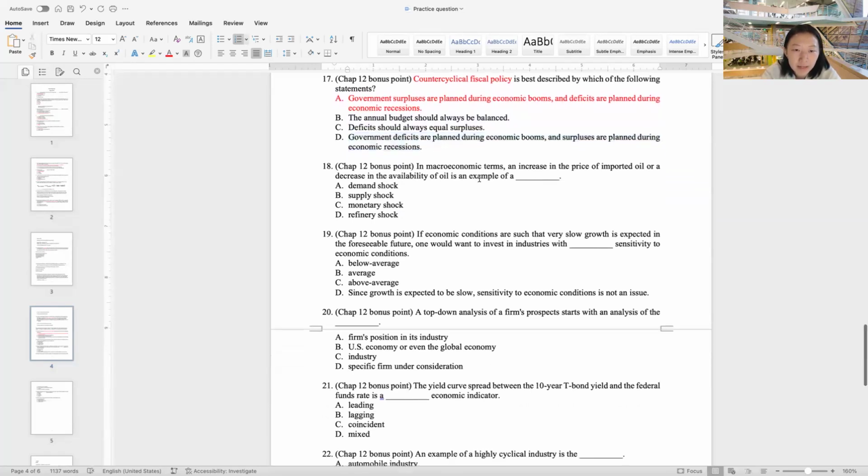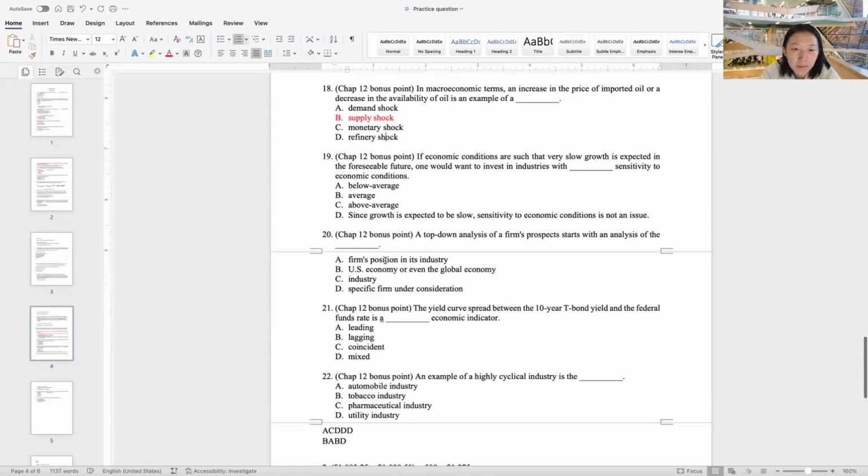So 18, in macroeconomic terms, an increase in the price of imported oil or a decrease in the availability of oil is an example of a supply shock. Oil is one of the major and most important raw materials for manufacturing and all other sectors in the economy.